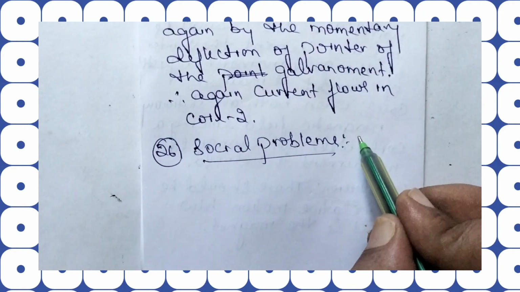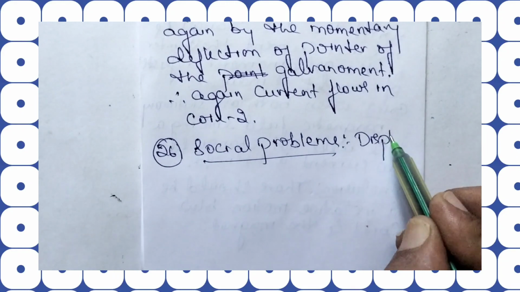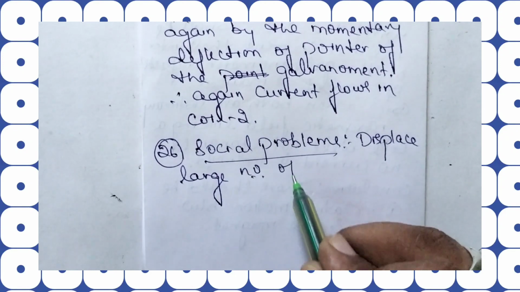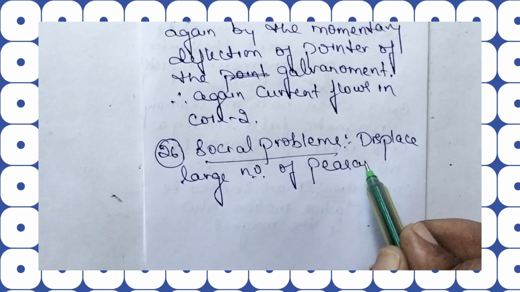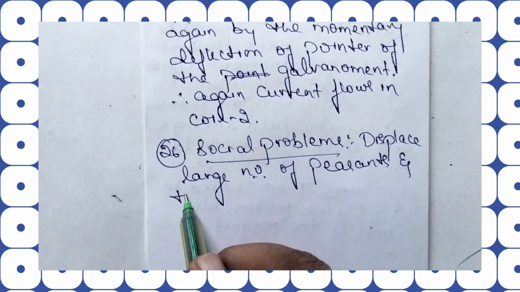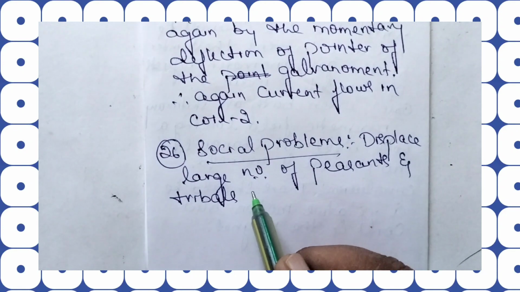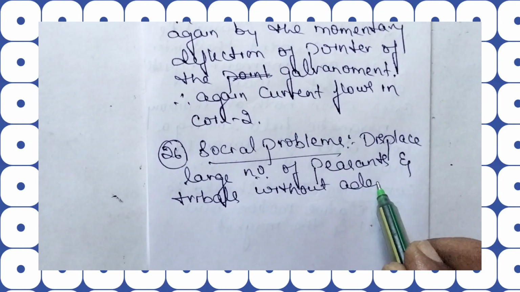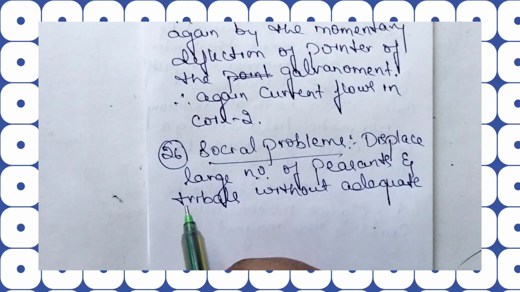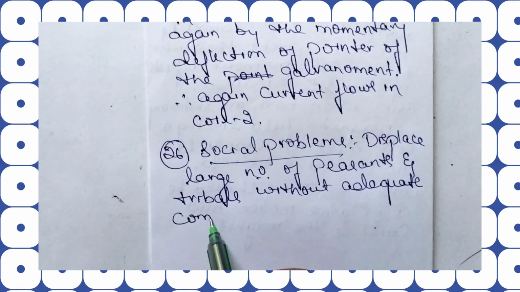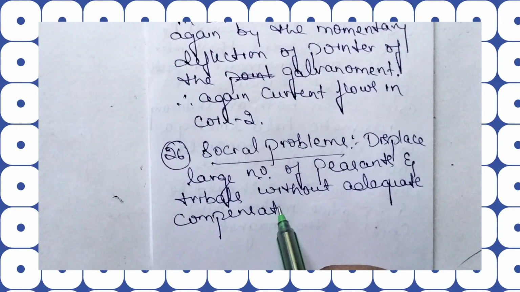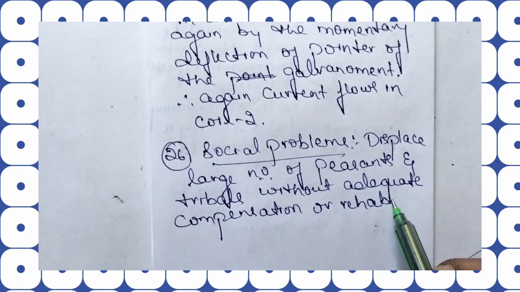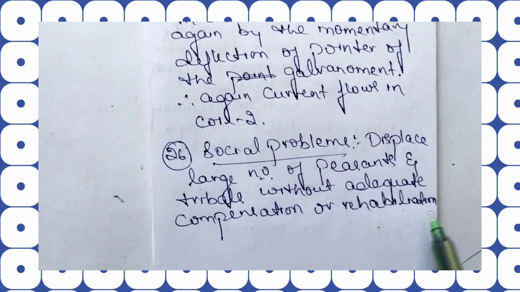So regarding social problem, it means displacing a large number of peasants and tribals, people who live in the forest, without adequate compensation or rehabilitation. So rehabilitation problem is social problem.